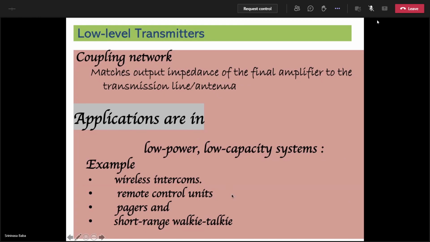Now, where do we use these low level transmitters? Wherever low power, low capacity requirements are there for a transmitter, we use this. An example is wireless intercoms. People are using wireless intercoms also in the offices. If you are working in Infosys, Tata, Wipro, then you find these wireless intercoms, and they use this type of transmitters. And in all remote controls, they use amplitude modulation transmitters, and the level is very low power. Low level means low power level AM transmitters.